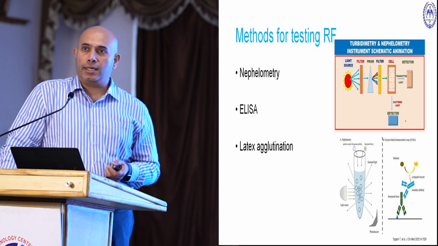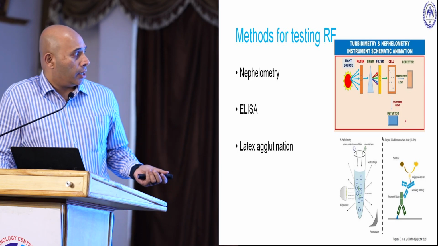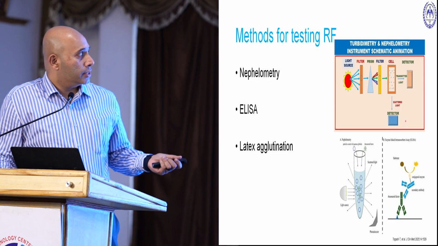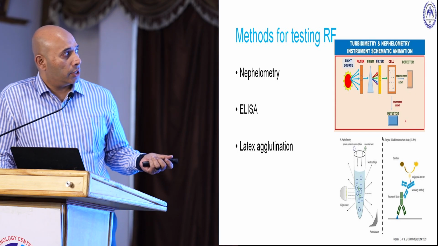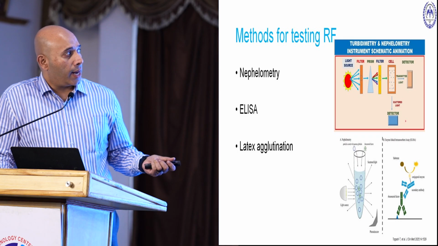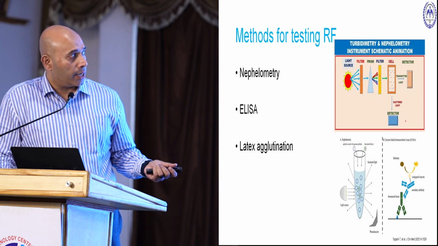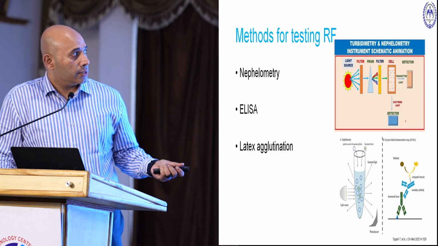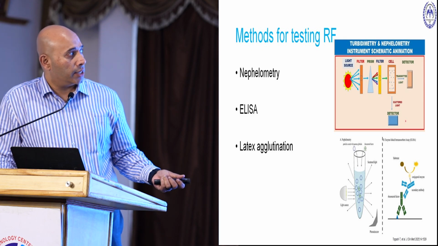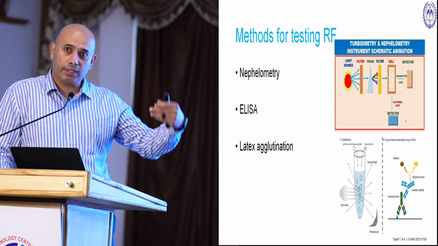Now, how do we test it? Generally in the labs we follow one of these. The gold standard is nephelometry. What nephelometry is, basically, you have a light source which goes through a prism, and then the light gets scattered. This is the scattered light, and you have a cell, and you have a transmitted light. If you measure this, it is turbidometry, and this is nephelometry. So basically the scattered light is measured at 90 degrees.